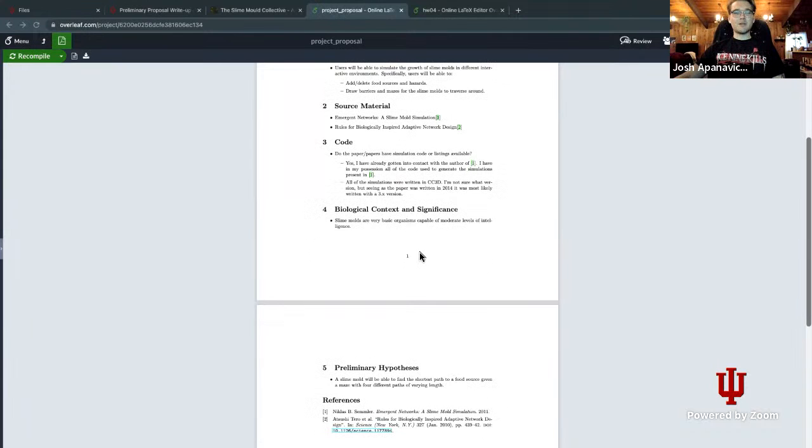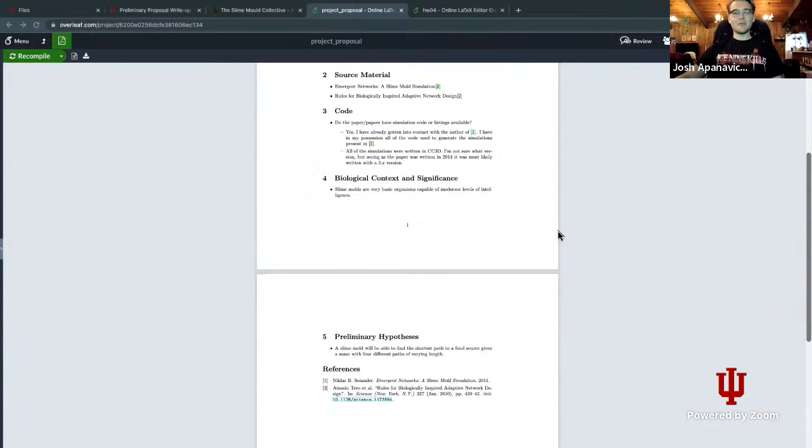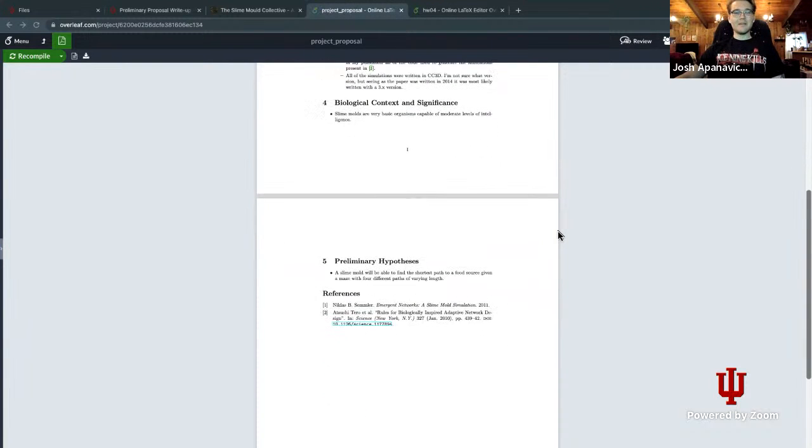So, biological context and significance: I'm not really a biology person, so I have to read up more on the biology of slime molds. I don't really know how they work, but at the moment, after watching a couple of YouTube videos, they are capable of moderate levels of intelligence and are very basic organisms, so it's pretty interesting.